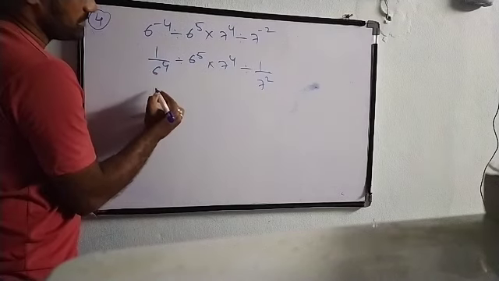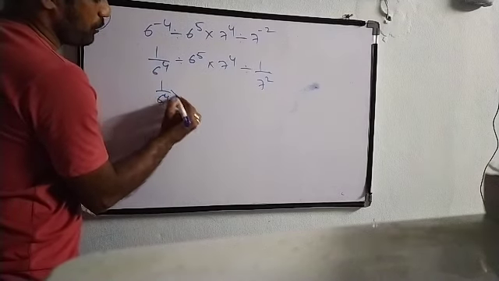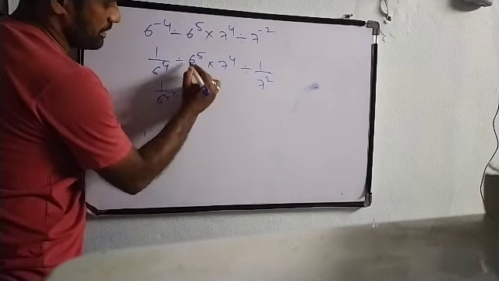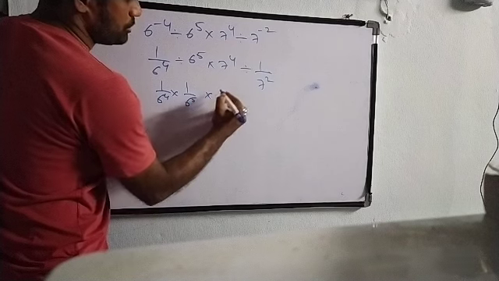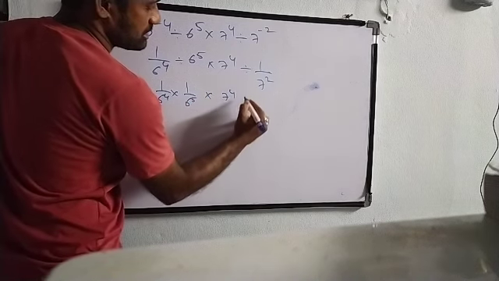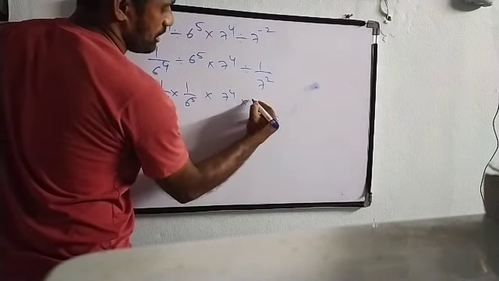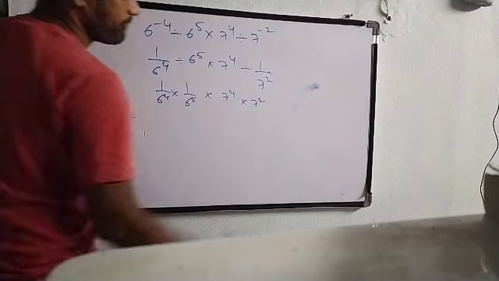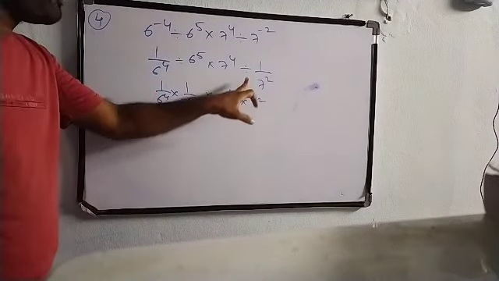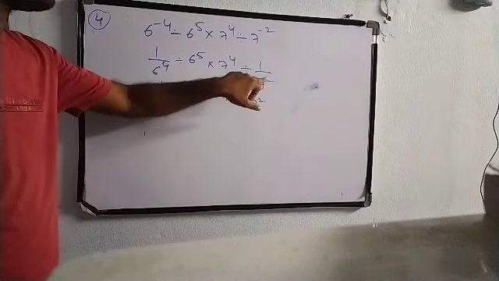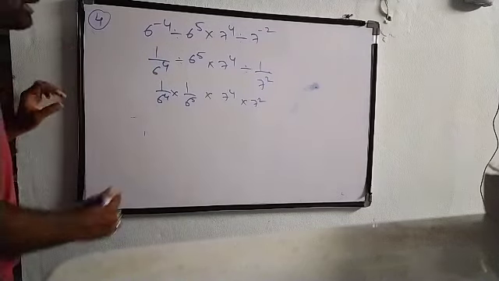So this can be written as 1 by 6 power 4, and division can be written as multiplication, into 1 by 6 power 5 into 7 power 4, this can be written as into, it will become the reciprocal, 7 square. So if I replace division with multiplication, then the other term will become the reciprocal.